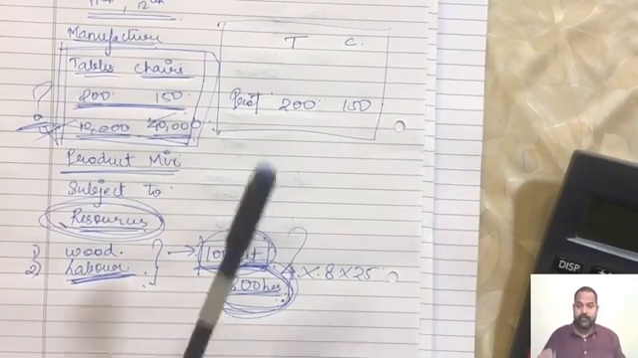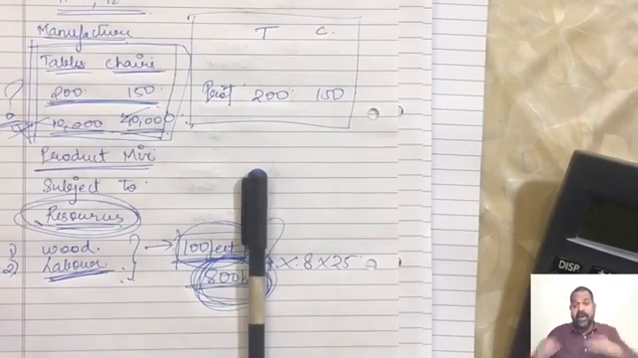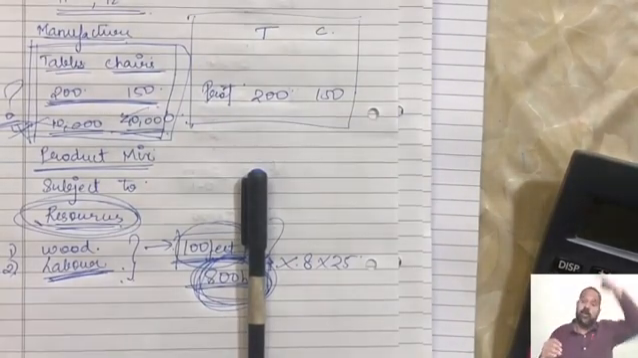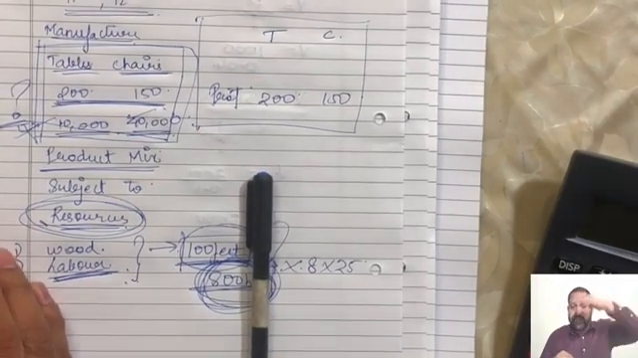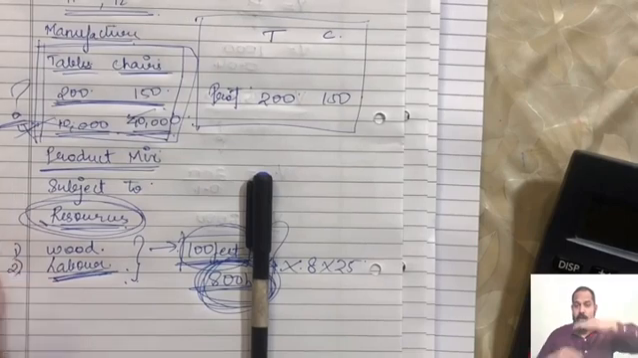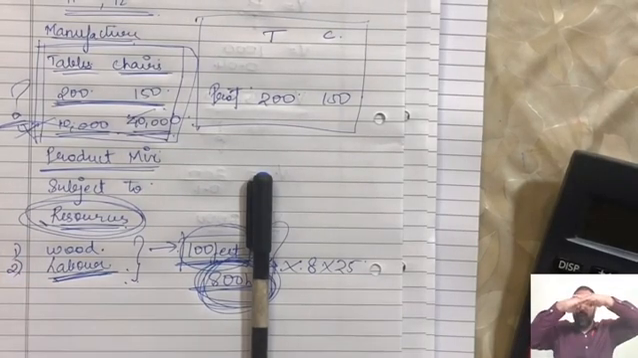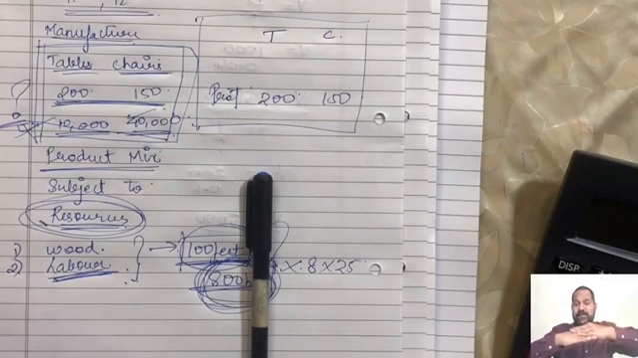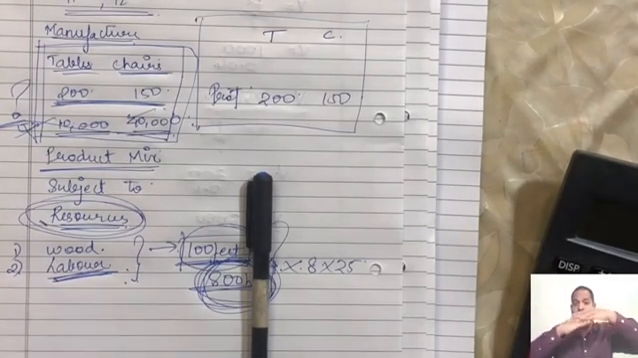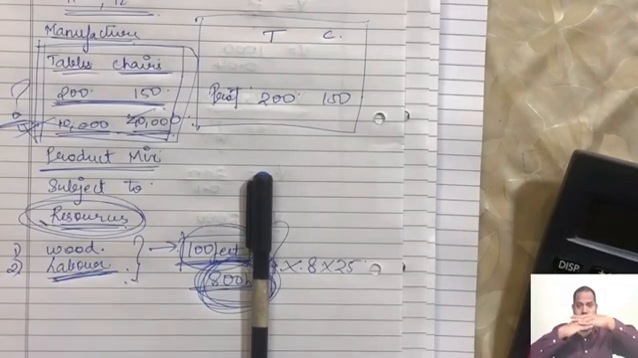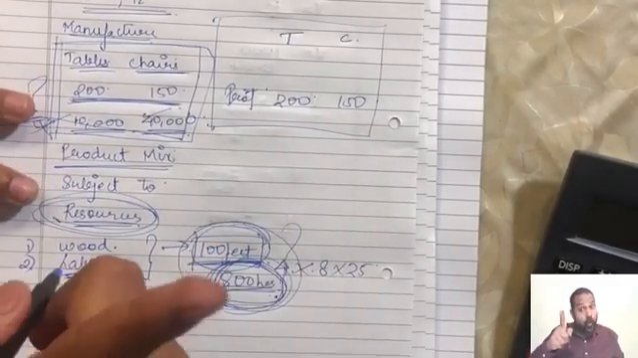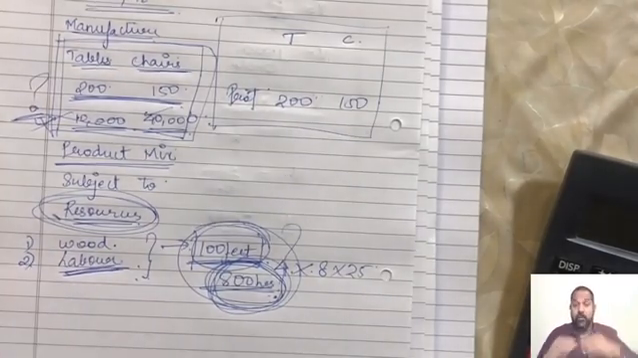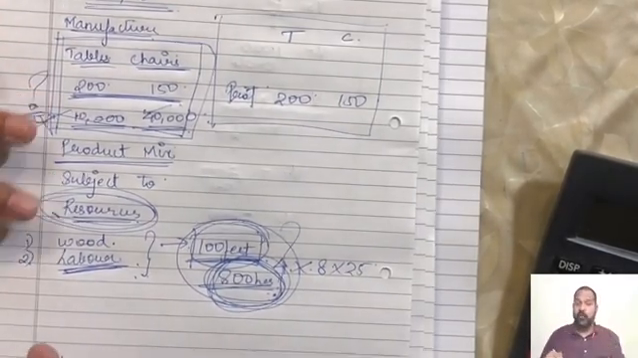So can I say one thing? Profit is saying keep making as high as possible. Keep making tables and chairs. But resource is saying there is only limited resource available. So profit wants you to make more while resource wants you to make less. And this is what you have to do. You have to find that sweet spot for the number of tables and chairs such that you have used up all the resources well and you have gained maximum profit out of it.